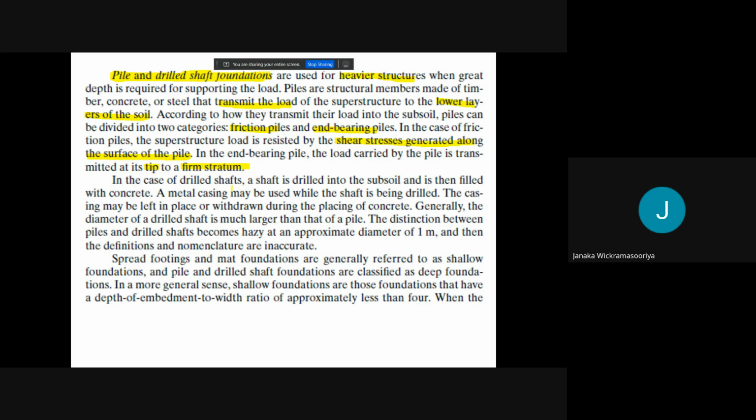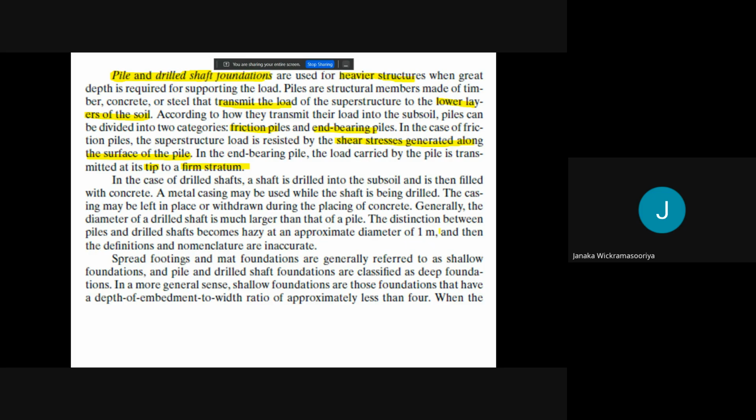In the case of a drilled shaft, a shaft is drilled into the subsoil and then filled with concrete. A metal casing may be used while the shaft is being drilled. The casing may be left in place or withdrawn during the placing of concrete. Generally, the diameter of a drilled shaft is much larger than that of a pile.